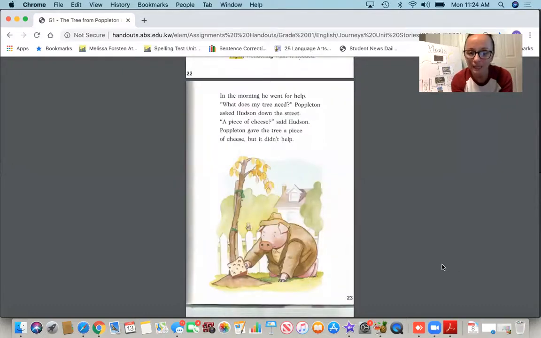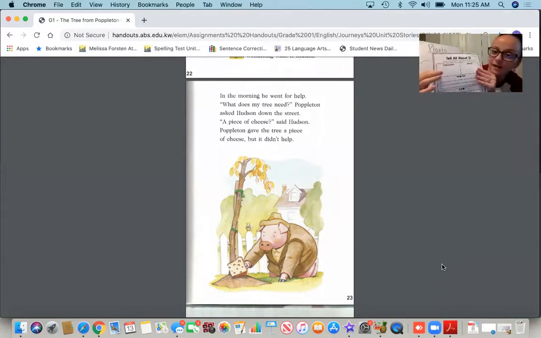"What does my tree need?" Poppleton asked Hudson down the street. "A piece of cheese," said Hudson. And Poppleton gave the tree a piece of cheese, but it did not help. What type of character do you think Hudson is to suggest that? We can use the picture. It is his mouse neighbor. So we can add Hudson right there to our sheet.